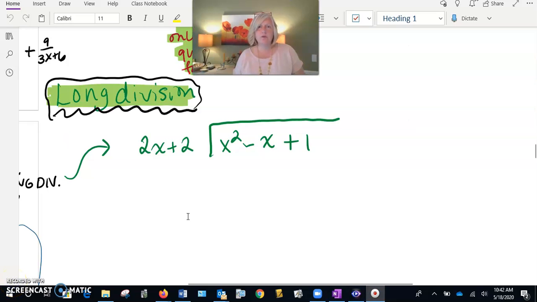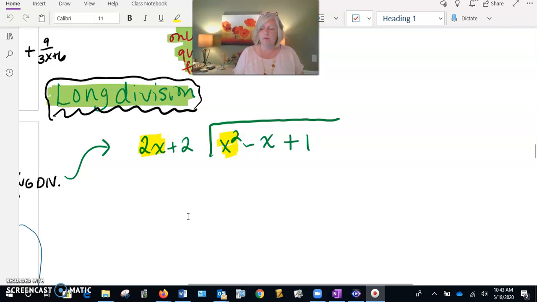All right, so our review for long division, what you do is you basically take a look at what you're dividing into. So we want to take this 2x, you look at the first term, and you're going to divide the 2x into the x squared. And so those are the two things that you look at initially.